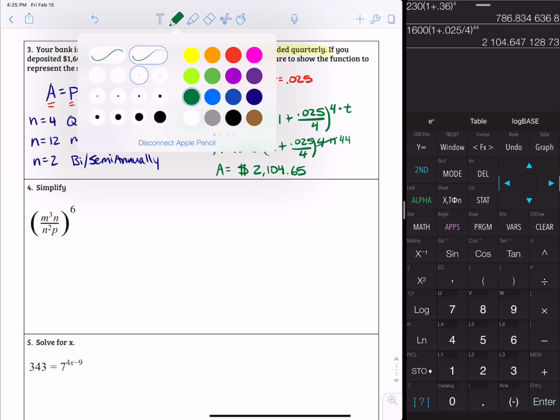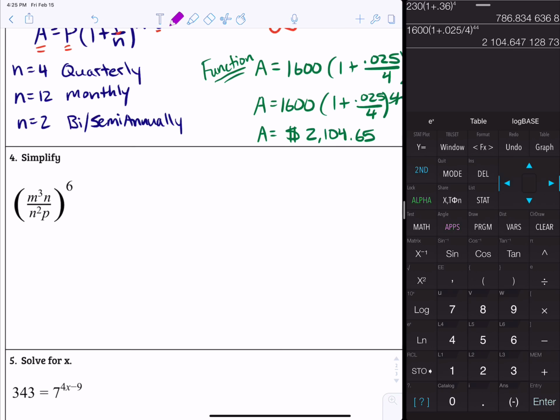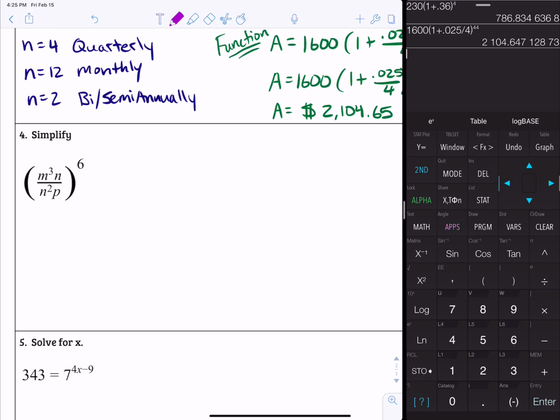Number 4 is an example of an exponent problem you're going to have on your quiz. So this one says simplify, and it gives us a quantity to the 6th power. So what we could do is take each part of this fraction to the 6th power. So let me erase that for a second and show you. So we're going to do m to the 3rd to the 6th. And then n to the 6th.